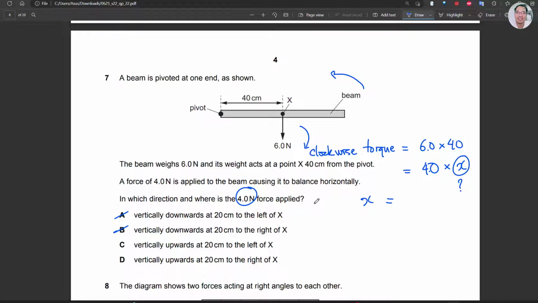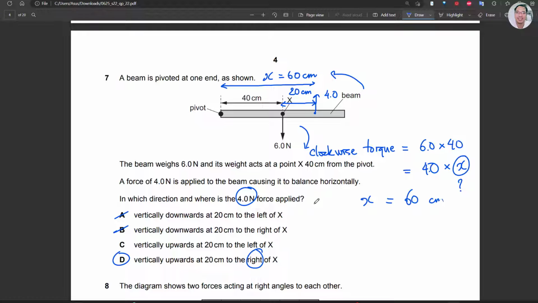40 divided by 4, that's 10. 10 times 6, 60. But there's no option 60. Oh, 60, meaning it is here. So the distance from the middle point to that position is 20 cm. So the total distance from the position where the 4 N force acts to the pivot is 60 cm, which is the distance x. So the answer is upward and at 20 cm to the right of X. Yes.